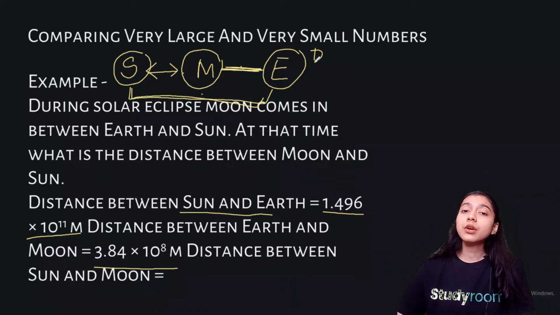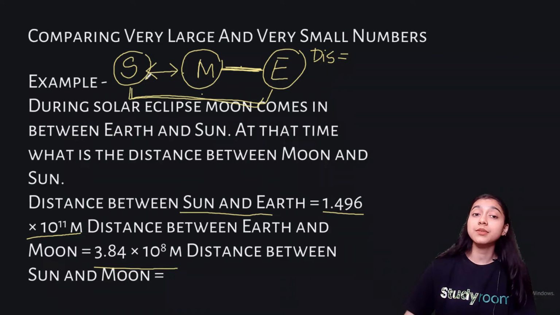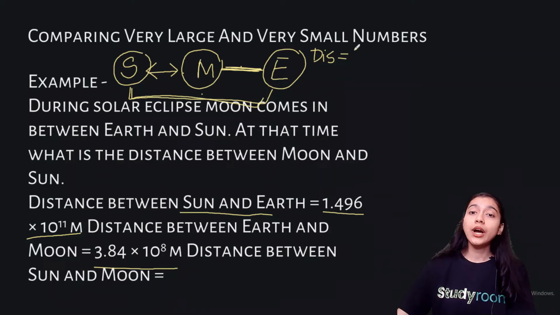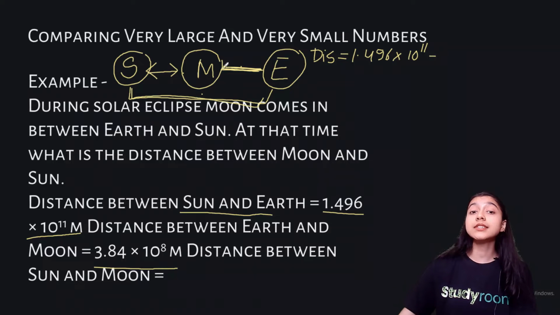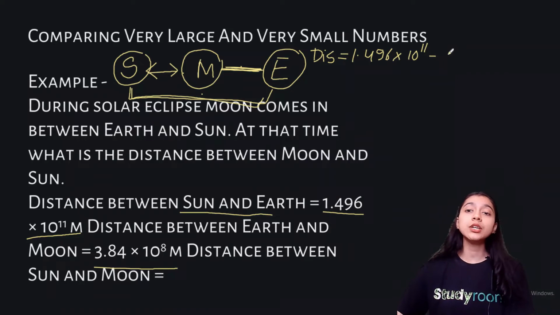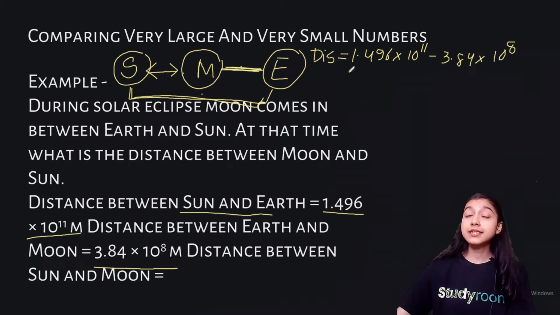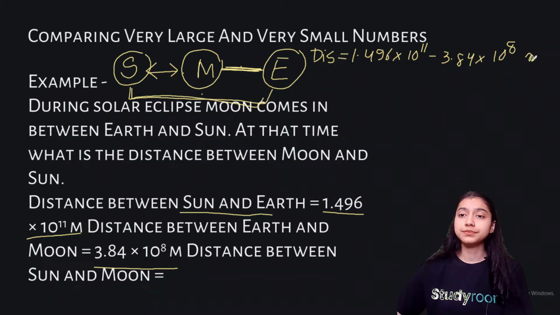So the required distance, that is the distance between the sun and the moon, can be calculated by subtracting the distance between the moon and the earth, which is 3.84 multiplied with 10 to the power of 8, from the distance between the sun and the earth, that is 1.496 into 10 to the power of 11. And this distance will be in meters.